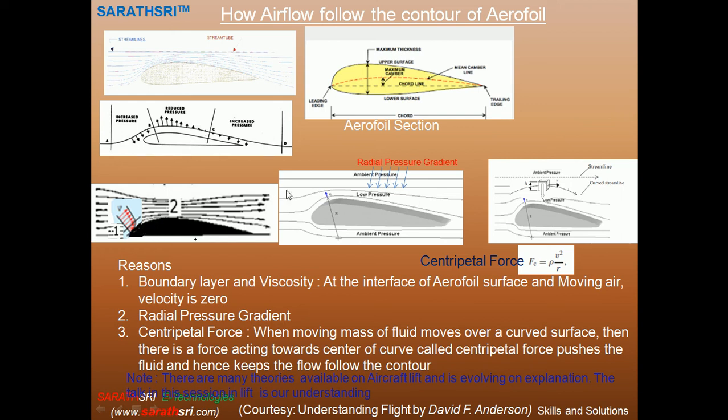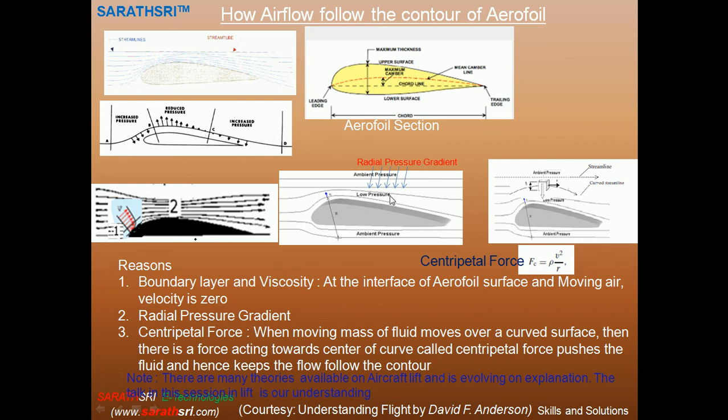Second, away from the surface there is normal pressure. At this place the pressure is low, so there is a pressure gradient in this direction as well as a pressure gradient in this direction. This pressure gradient will accelerate the fluid in this direction, and this pressure gradient will push the fluid in this direction. That's why these streamlines will bend in this direction.